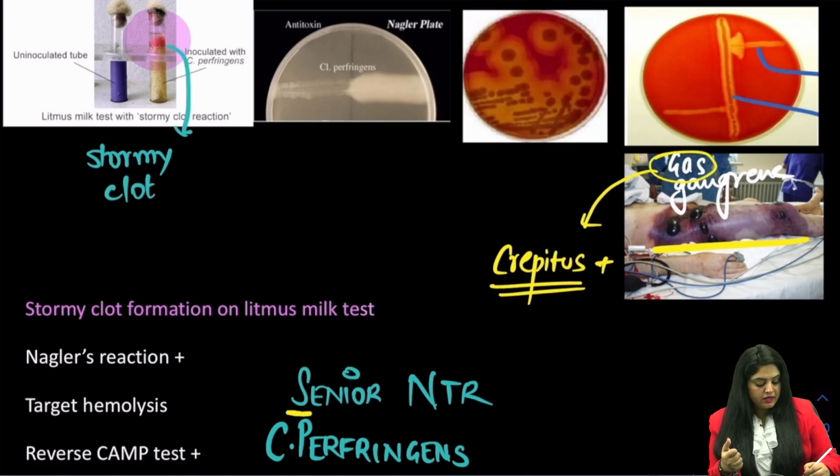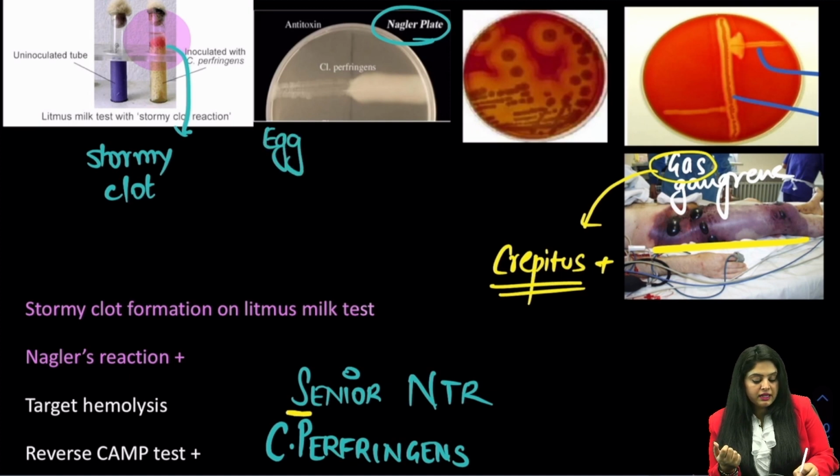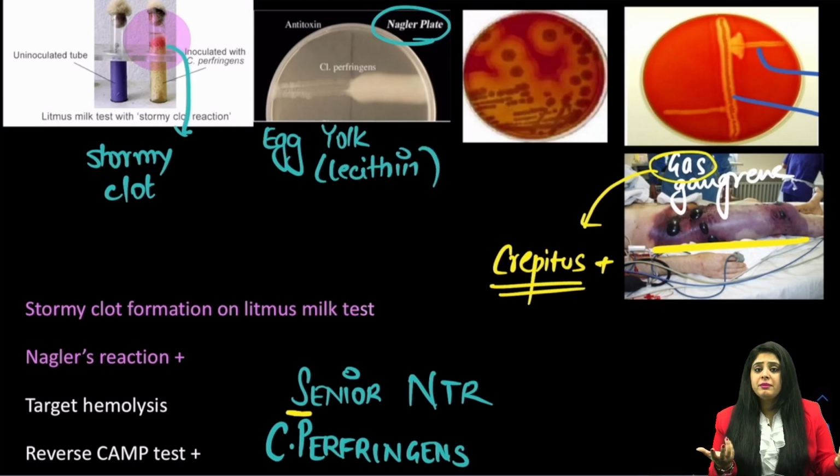Next, NTR, N for Nagler's reaction. For Nagler's reaction, what did we do? We had to take a Nagler plate. No one is going to ask you that. What is in the Nagler plate? The Nagler plate has egg yolk. Why did we take egg yolk? Egg yolk is very rich in lecithin. Still doesn't make sense. Why am I taking egg yolk? Why am I taking lecithin?